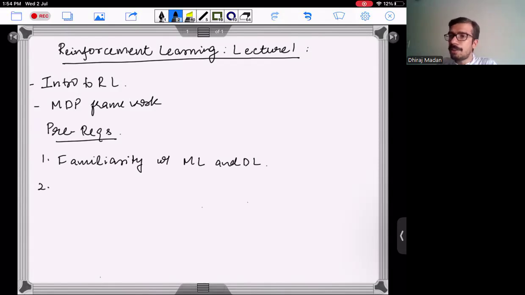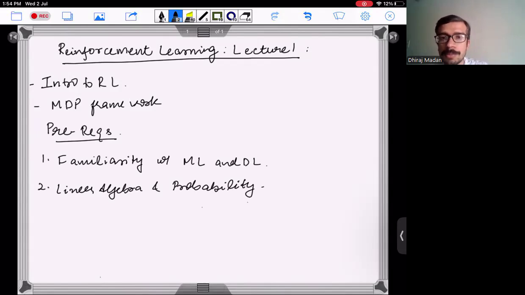And secondly, you should be comfortable with maths, right? So basically, linear algebra and probability. So just some basic undergrad level linear algebra and probability, along with some basic knowledge of machine learning and deep learning will be useful. And what are the contents of this course?